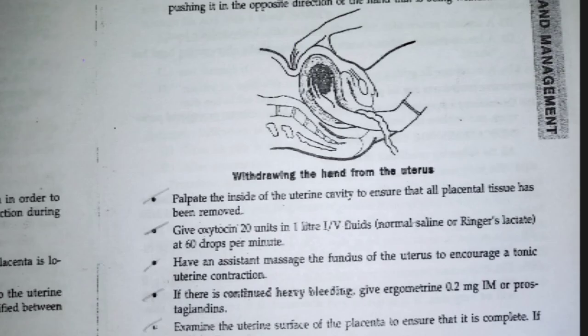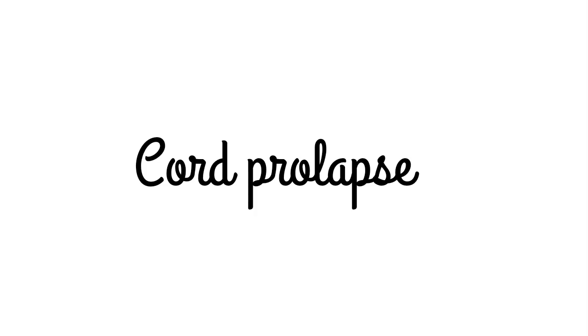The third method of removal of placenta is withdrawing with the hand. See, they will try the first two methods. Even with those methods, if the placenta is not removed, they will insert their right hand fully and they will remove the placenta by using their hand itself. This is the third type of the placenta removal.